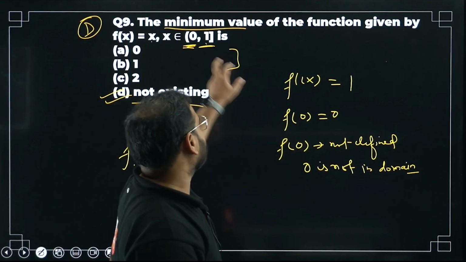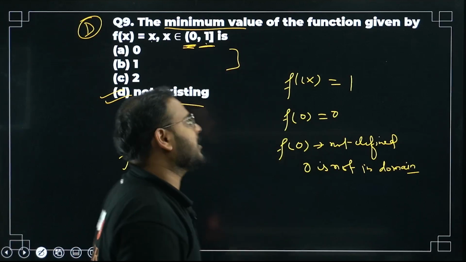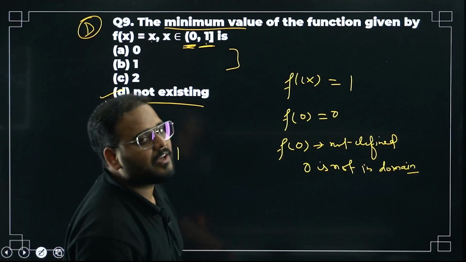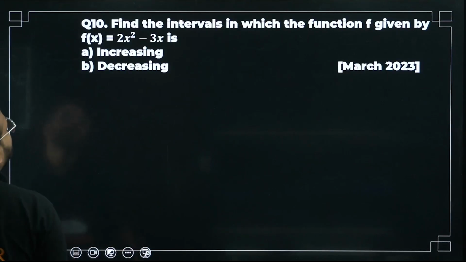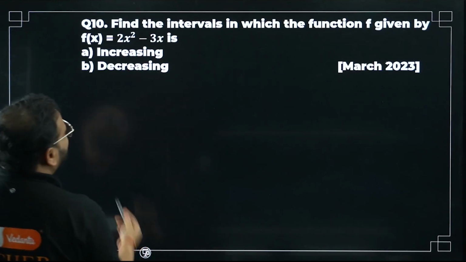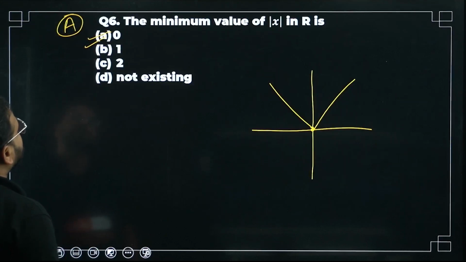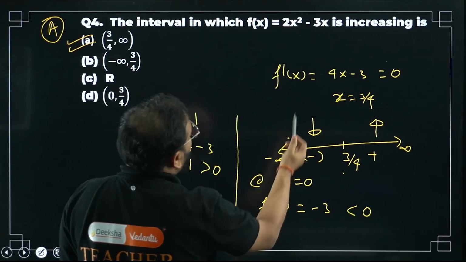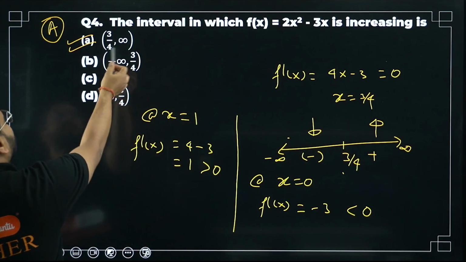Okay. It all depends upon the interval, open or closed. Clear? Moving on. Now a total of 9 questions we have solved from the MCQ category. Moving on to question number 10, which is your PYQs. Find the interval in which the function given by... I've done this, right? Question number 4, was it? Same thing. They are asking for only increasing over here. Increasing is 3 by 4 to infinity.